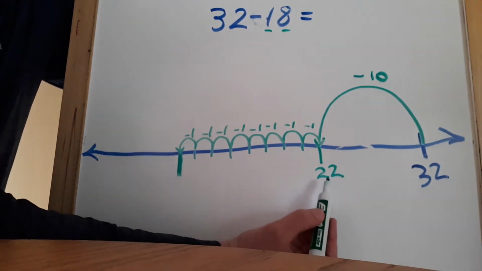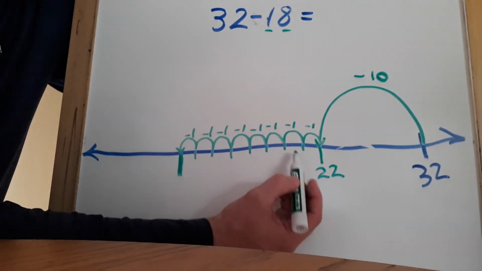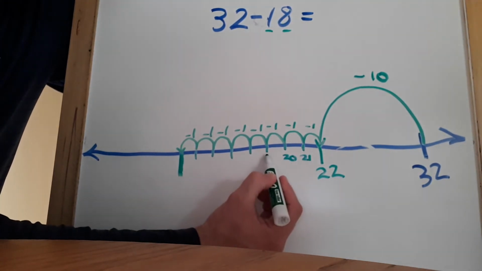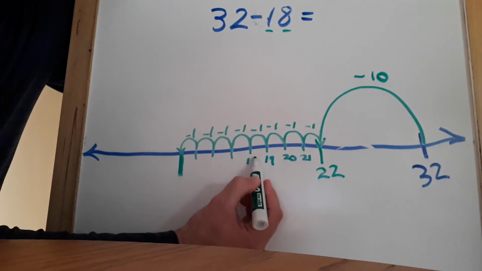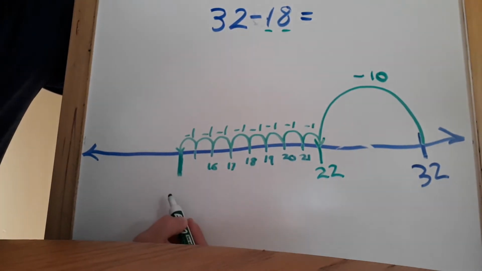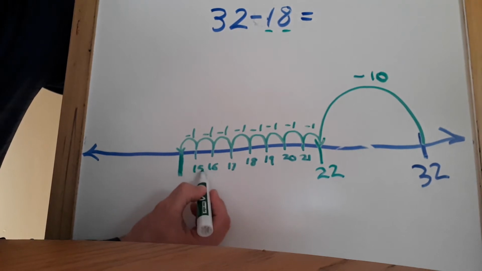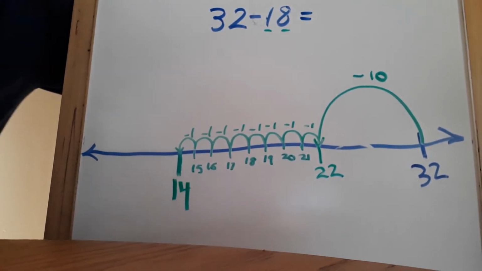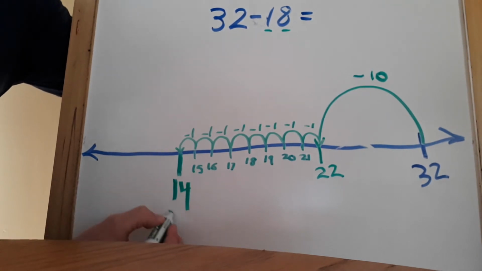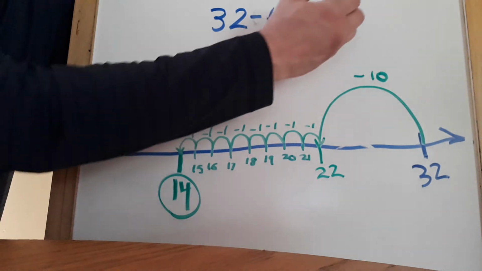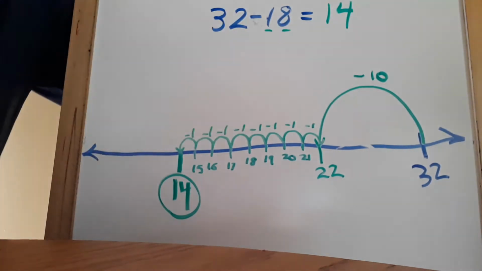So I'm counting backwards by ones now. 22, then 21, 20, 19, 18, 17, 16, 15, and 14. 14 is my answer. So 32 subtract 18 is 14.